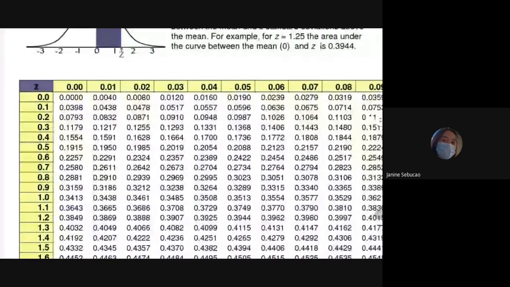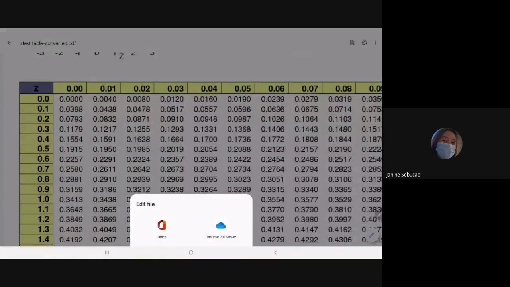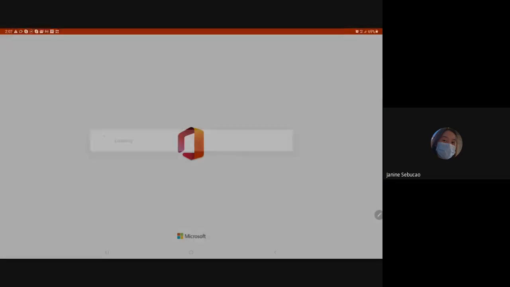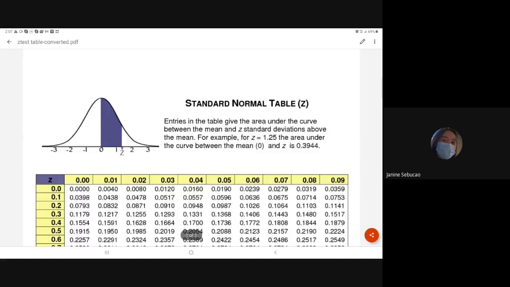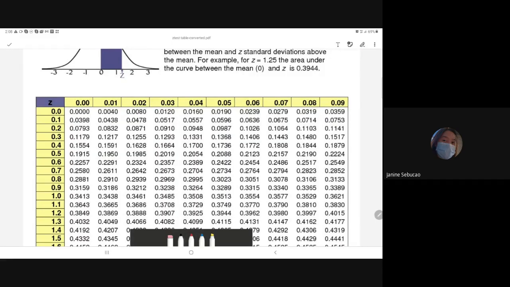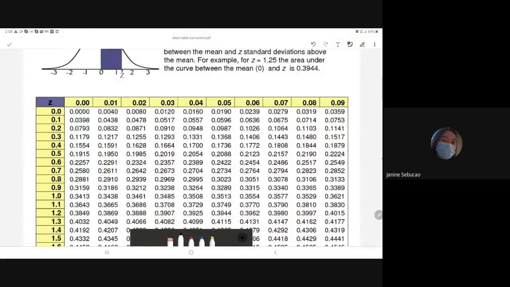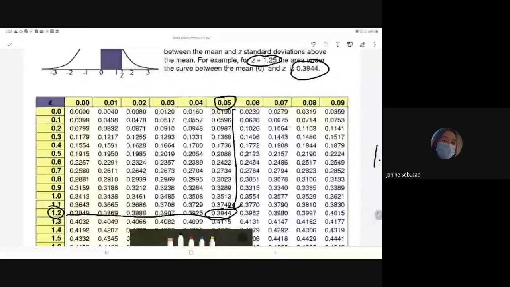If that's 1.25, all you have to do is look at 1.20. So 1.20 will be this one. We're looking for this 1.25. So 1.25 will be, this is 1.2, and this is 0.05. So this is 0.3944. Okay? That's why we get 0.3944.